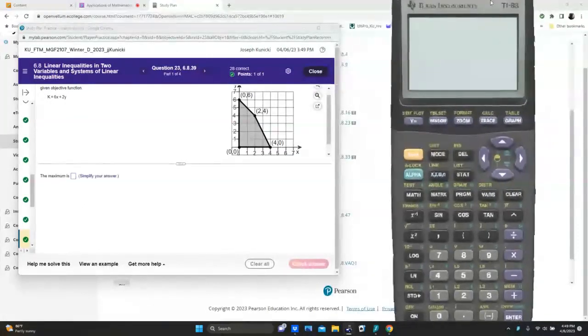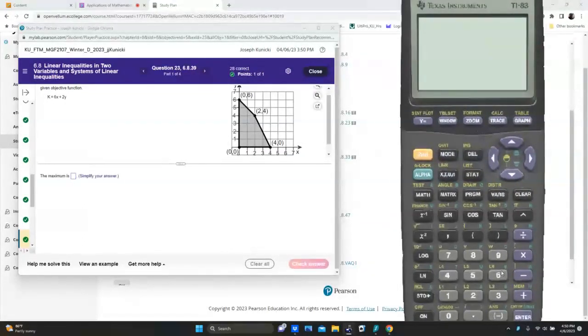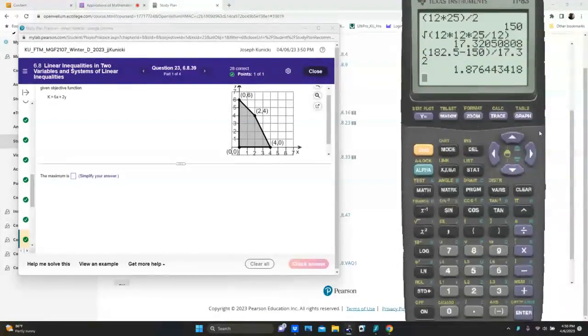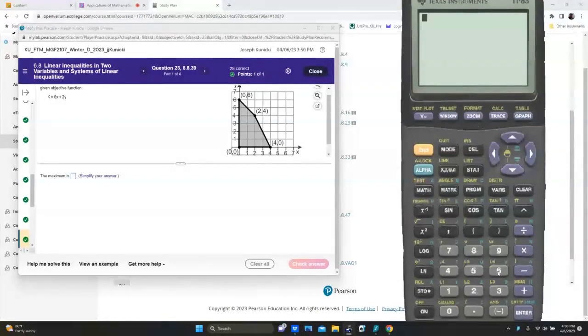And just use the calculator. So I would just go starting at the origin, which is pretty simple. I'll include it just for the sake of including it. So it's 6 times 0 plus 2 times 0, because both x and y are 0. So obviously k is 0 at the origin. And then I go counterclockwise.